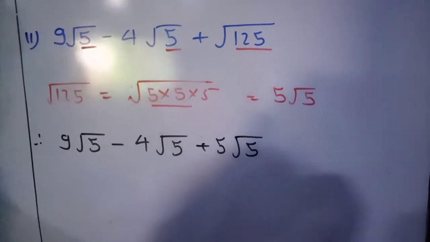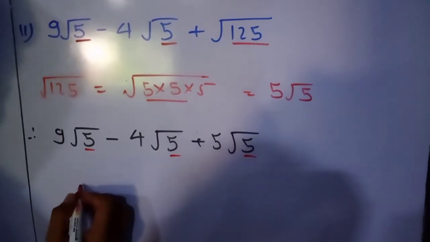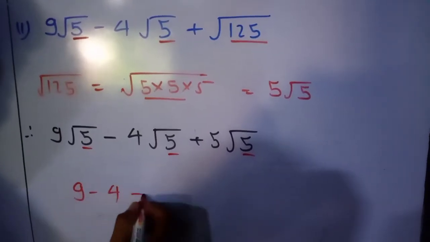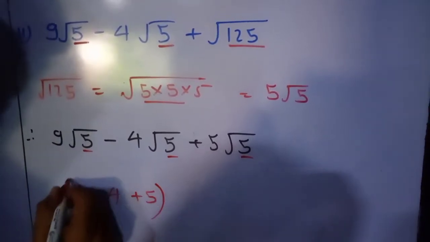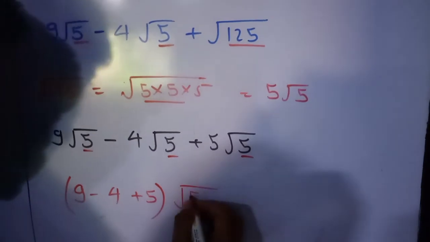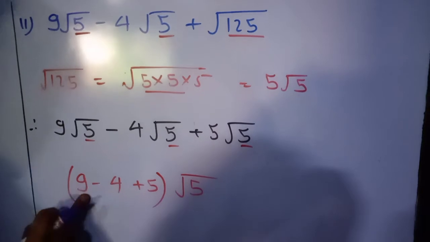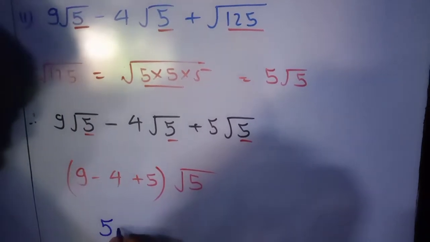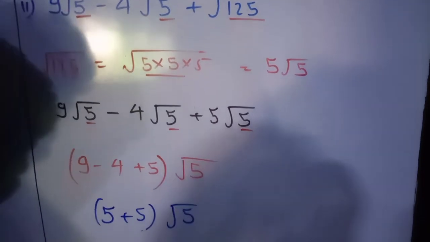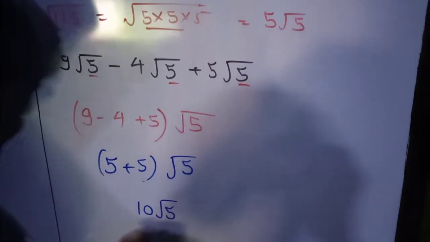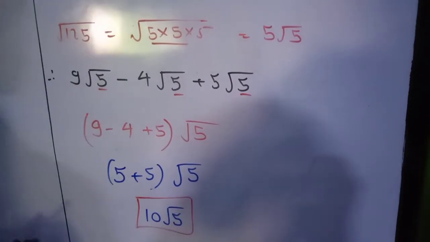Now we have equalized the radicand of these three surds. Take the common, 9 minus 4 plus 5, which comes within a bracket, and root 5 as a common. Now 9 minus 4 is 5, 5 plus 5 root 5. 5 plus 5 is 10 root 5. This way we can calculate this sum and we got the answer.